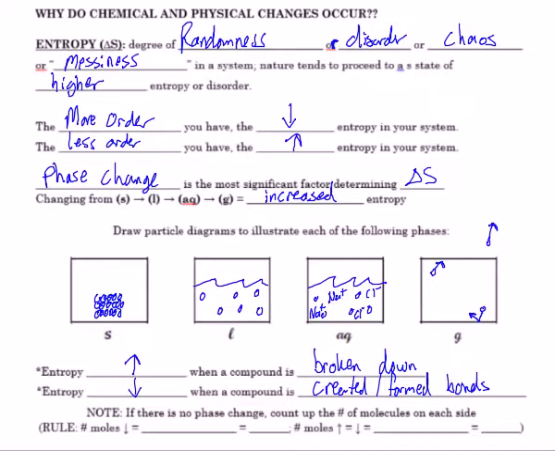Note, guys, if there's no phase change, you're going to count up the number of molecules on each side. Right? So this is kind of like if they're all gases, you're going to count up the number of moles, and which do you think is going to have more chaos? Yeah, the more molecules, the more chaos. All right, so if your number of moles goes down, entropy goes down, S will decrease, which equals a negative delta S. If the moles go up, which means your S is going to increase, which means you have a positive delta S.